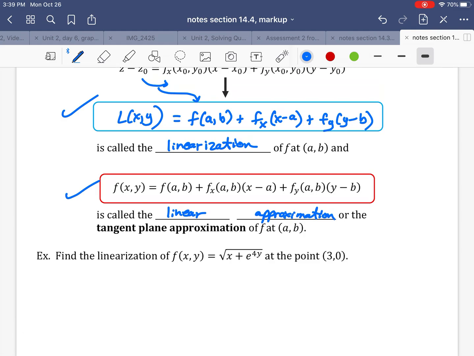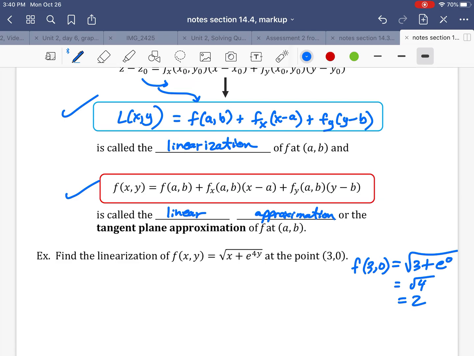So it turns out that plugging in 3, 0 is not too hard to do here. So if I plug in 3 and 0 into this function, my function's value at 3, 0 is the square root of 3 plus e to the 4 times 0 would be 0. So it'd be e to the 0, which is 1. So I get the square root of 4, which is 2. All right. So I have the point 3, 0, 2. So we're going to use that to go ahead and find my linearization at 3, 0. And this is going to give me a good way to approximate anything near the point 3, 0.